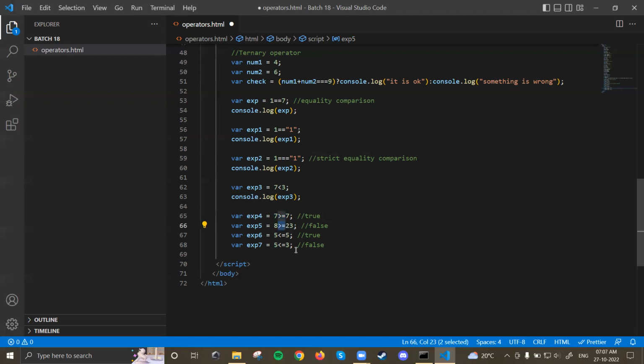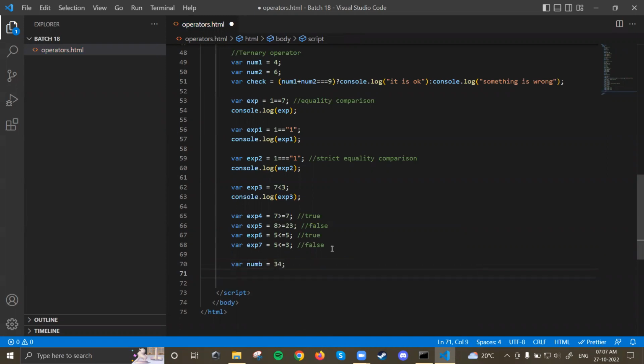Okay, fine. Now let's see some more operators, and then we can go with the use cases of these operators. So now we will see another operator that is known as the not operator. What is not? Let's say we have num is equal to 34.